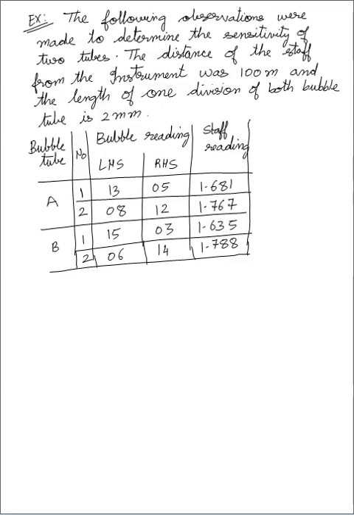Another question of geomatics engineering. The following observations were made to determine the sensitivity of two tubes. The distance of the staff from the instrument was 100 meter and the length of one division of both bubble tubes is 2 mm. Here are the readings. We have to determine the sensitivity of both the tubes, tube A as well as tube B, and they have given the readings, LHS, RHS, both the readings, as well as staff reading.